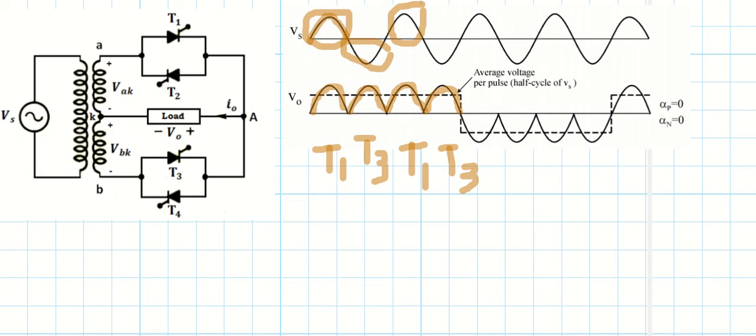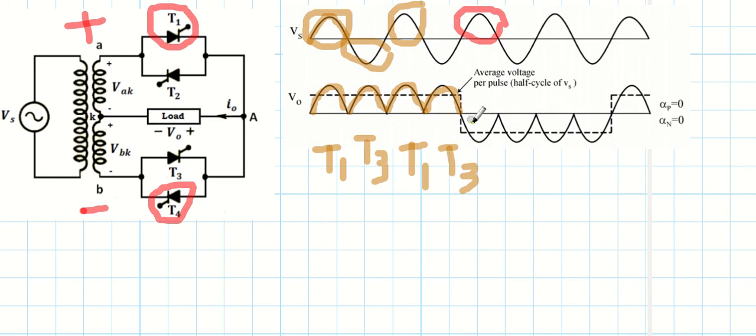For this negative part, what is the input? It's positive. What does it mean? We have A at positive and B at negative. Which two thyristors are forward biased? Thyristor T1 is forward biased and thyristor T4 is forward biased.